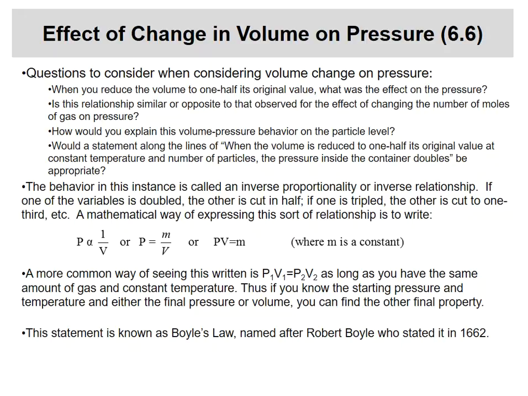Well, think of it this way. Inside that smaller container, the gas molecules are still moving at the same speeds they were before. They're going to hit twice as often, twice as frequently. So in the same second, twice as many will hit as before. What you end up with is a higher pressure. The statement might be along the lines of: when the volume is reduced to 1/2 of the original value at constant temperature and number of particles, the pressure inside the container doubles.